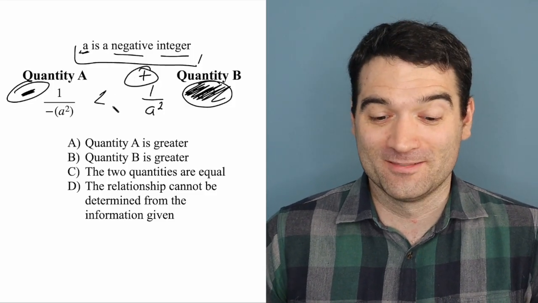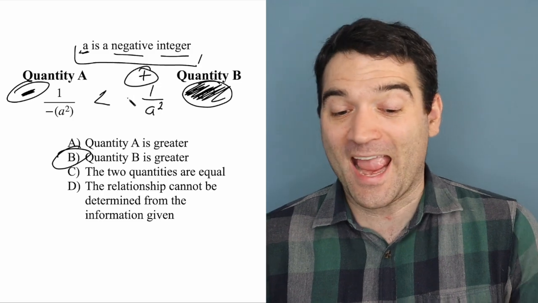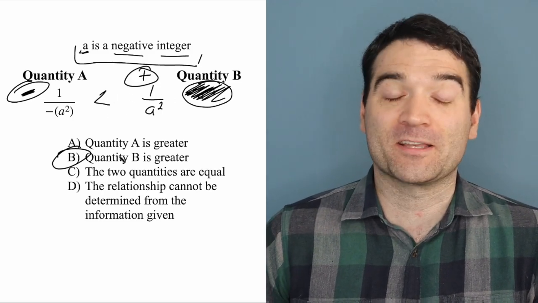Which one is always greater? B. It is impossible for a to be greater than b. Correct answer here is B.